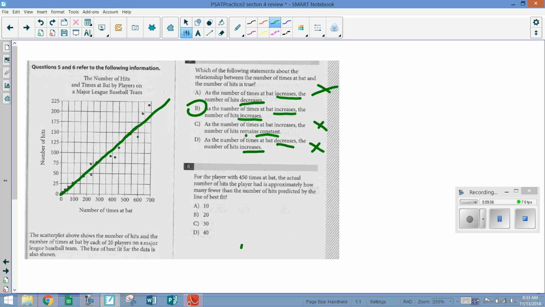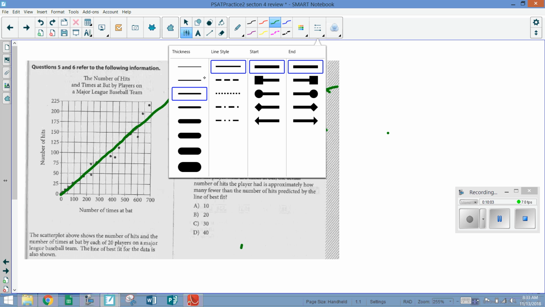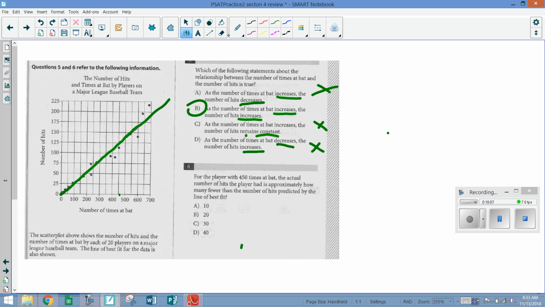Okay, question number 6. For the player with the 450 times at bat. Where's 450? 450 is here. Let me clean this. And then 450 runs. Not even 125, right? Okay, so in between 100 and 125.